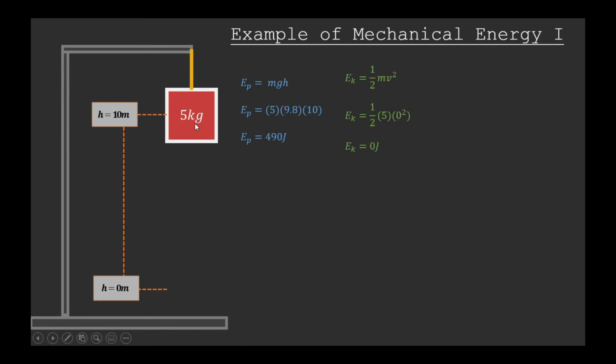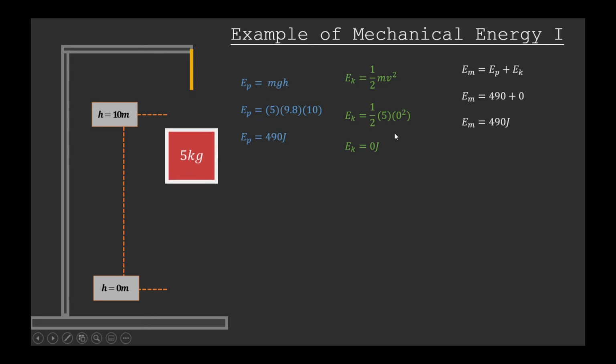The object is standing still at the moment. That means that we have zero velocity, and so the total kinetic energy would be zero. Therefore, our total mechanical energy is just going to be 490 joules because we only have our potential energy and there is no kinetic energy.